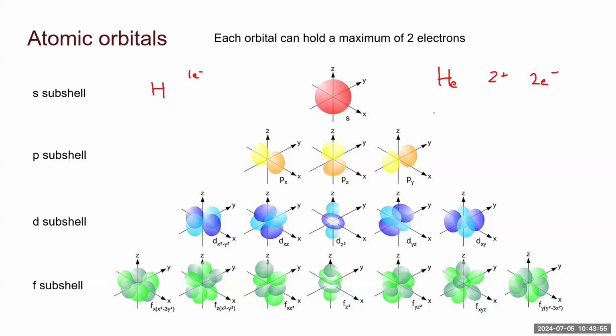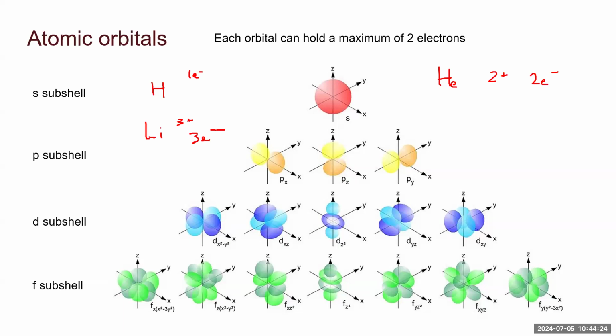We have lithium that has three protons and three electrons. Do we know where the protons are? Yep, they're going to be packed in the center, in the nucleus. What about our electrons? Well, we'll put one electron in and then another electron in. And those two are going to repel one another.